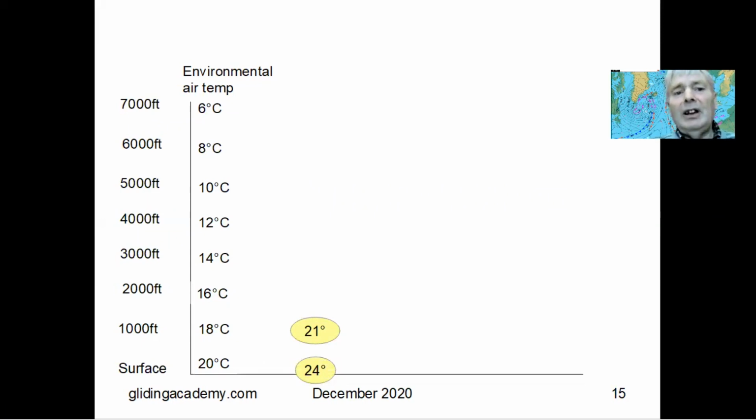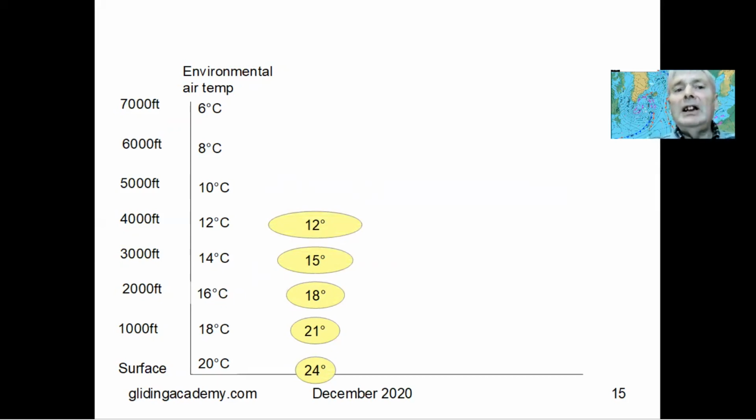So here you can see at 1,000 feet it's 21 degrees. And at 2,000 feet it's 18 degrees. You can see that the difference in temperature between the parcel of air and its surroundings is now only 2 degrees. As the parcel rises, it gets to 3,000 feet and 15 degrees, and then at 4,000 feet, the parcel of air is the same temperature as its surroundings.